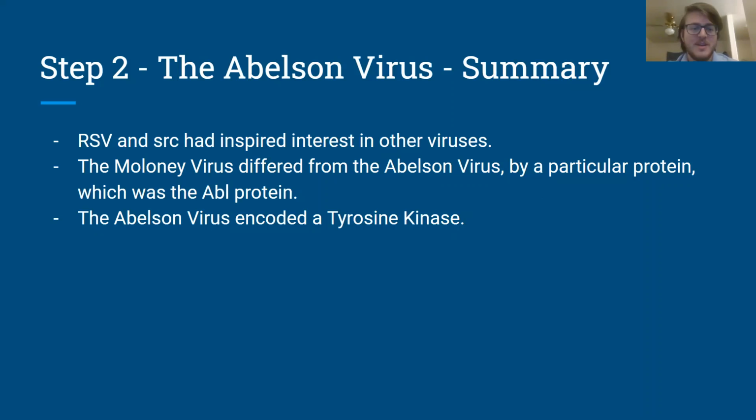All right, so here's a summary of the Abelson virus. And after this, we're going to put it all together a little bit. The Rouse sarcoma virus and SARC had inspired interest in other viruses. One of those viruses was the Maloney virus, which also caused cancer, just like the Rouse sarcoma virus. And they found that when injecting the Maloney virus into different mice, one with thymuses and one without, it actually produced a different virus. This was the Abelson virus. It had a particular protein, the ABL protein, which came from the mouse, so it was oncogene capture. And they also found that the Abelson virus encoded a tyrosine kinase. So you've got two tyrosine kinases, one from the ABL protein and one from the SARC protein, and you've got oncogene capture in both of these instances.